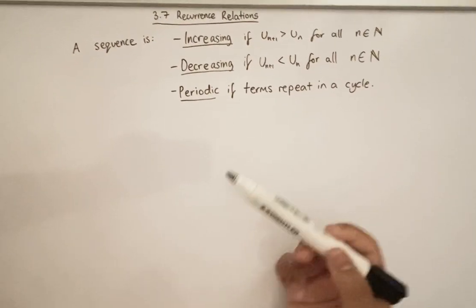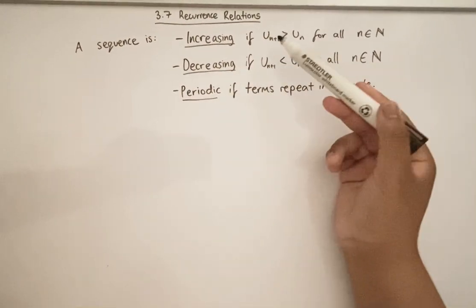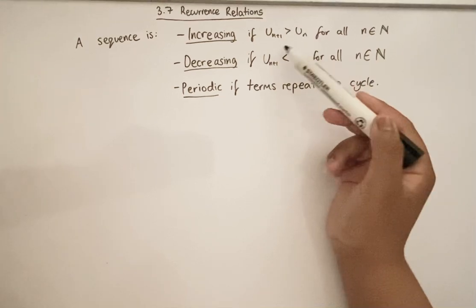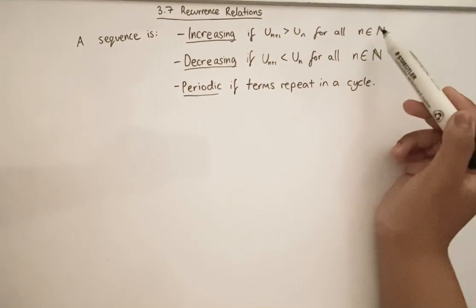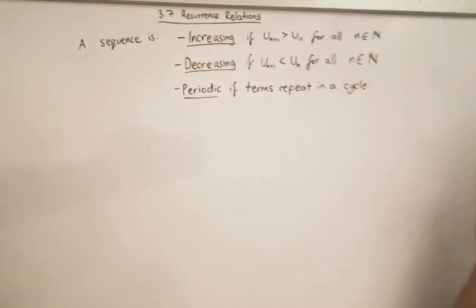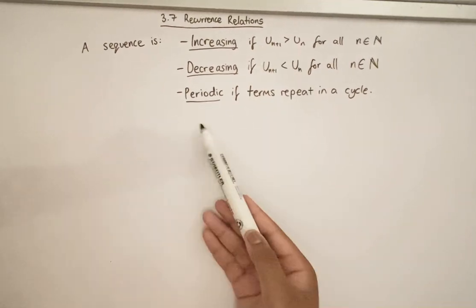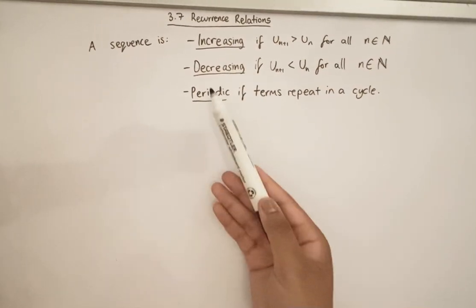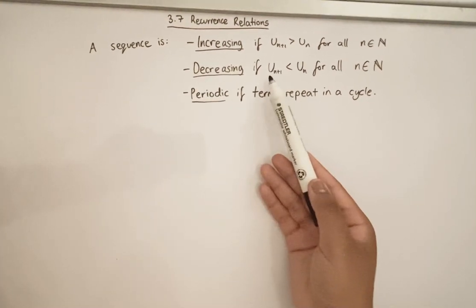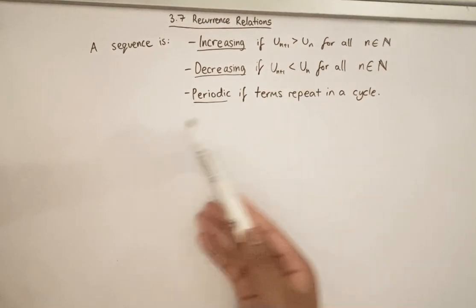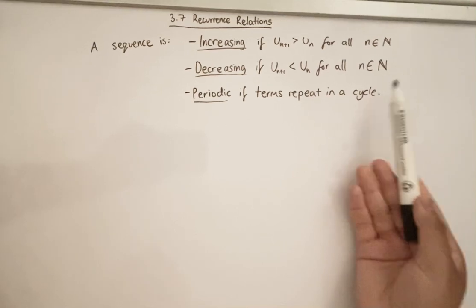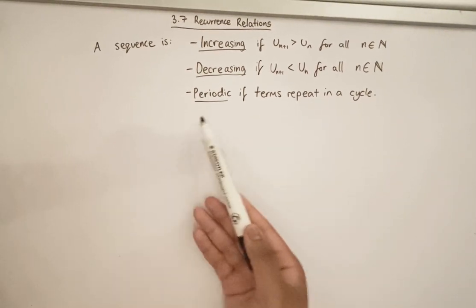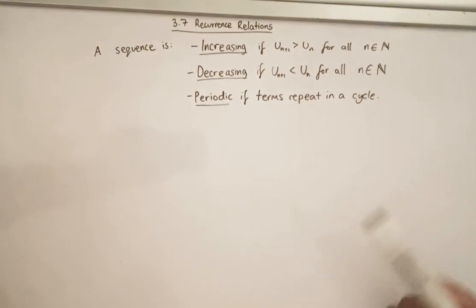A sequence can be increasing if u_(n+1) is greater than u_n for all natural numbers n, for all positive integers n. This means that every term is getting larger and larger as you go on, and so we say it's increasing. It can be decreasing if the next term is less than the previous term for all positive integers n, and it can be periodic if the terms are repeating in a cycle.